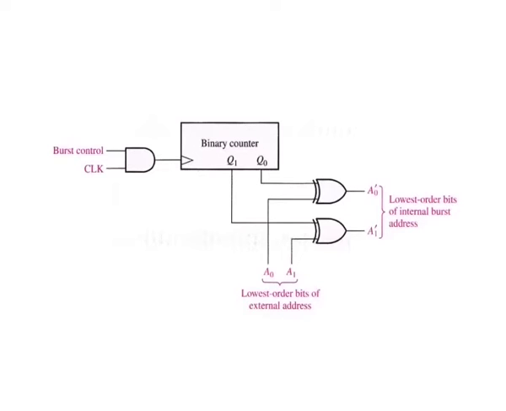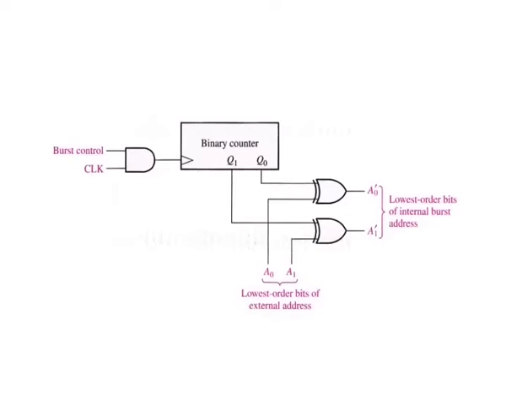When an external address is latched in the address register, the two lowest order address bits A0 and A1 are applied to the burst logic. This produces a sequence of 4 internal addresses by adding 00, 01, 10 and 11 to the two lowest order address bits on successive clock pulses. The sequence always begins with the base address, which is the external address held in the address register.